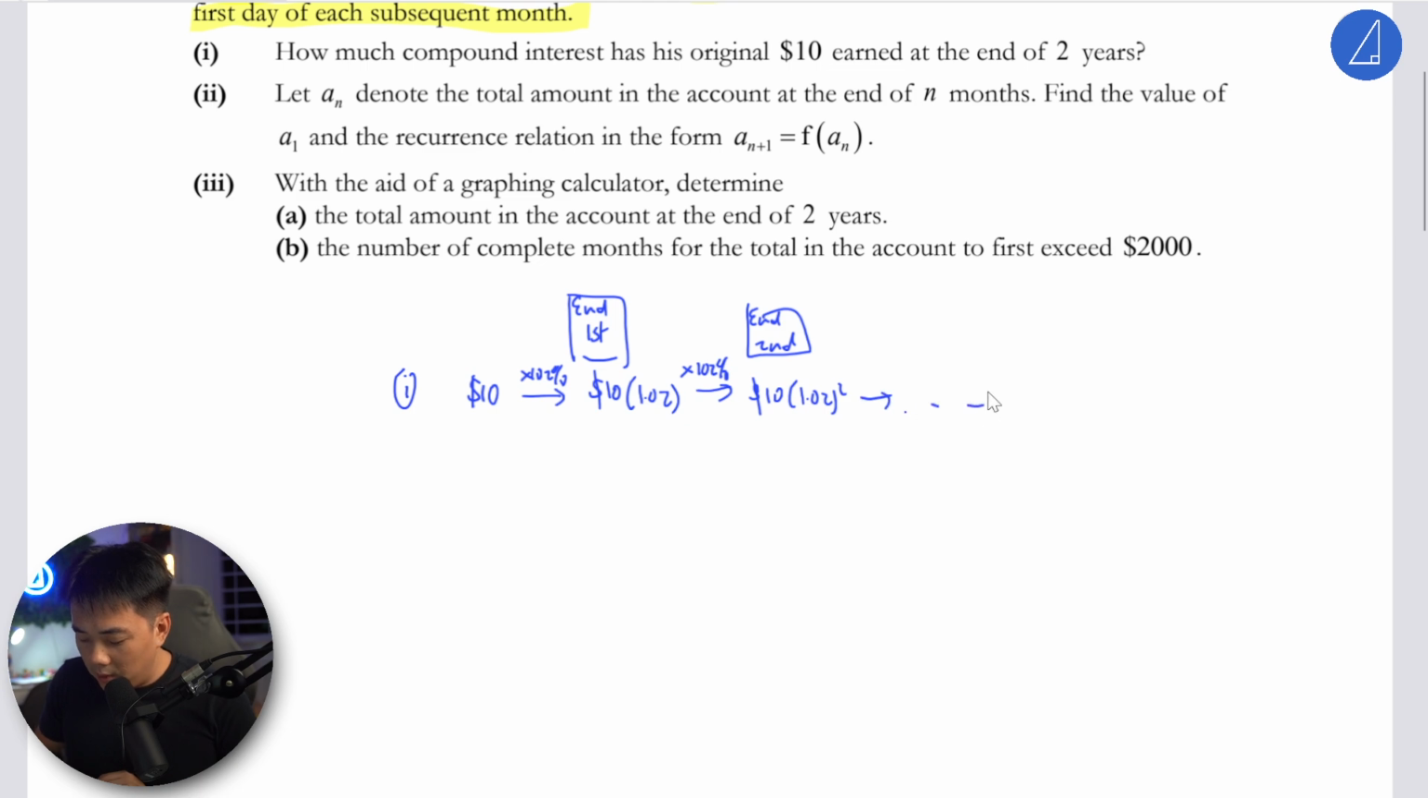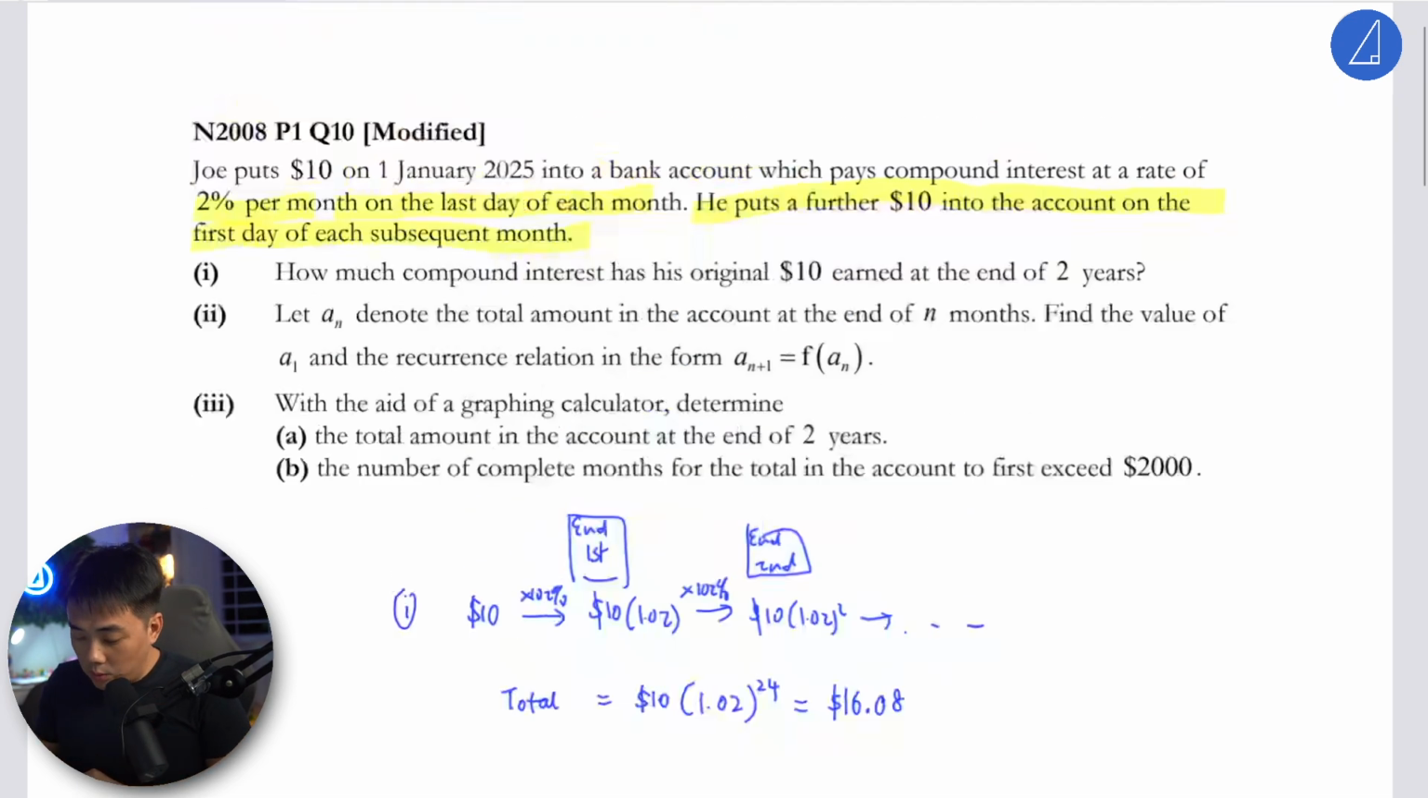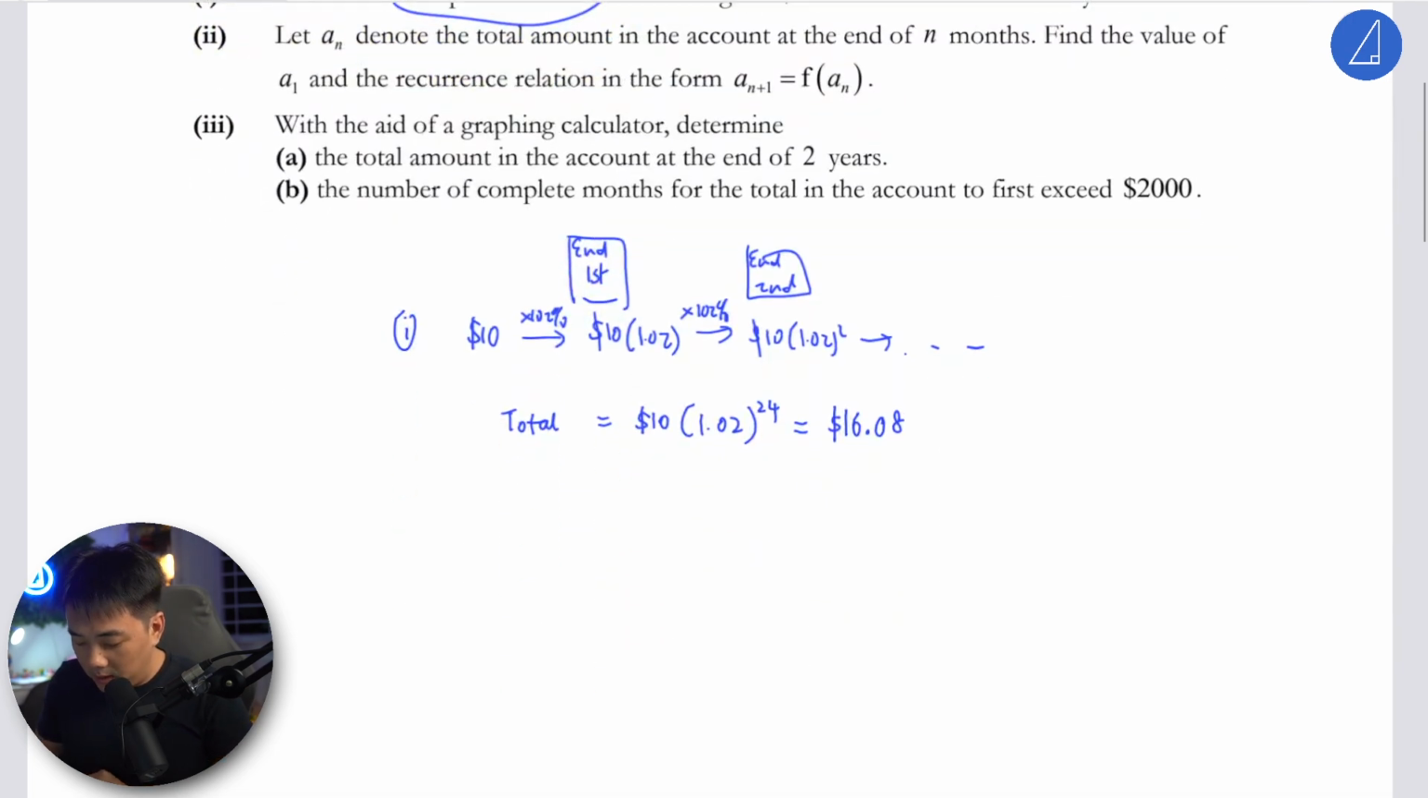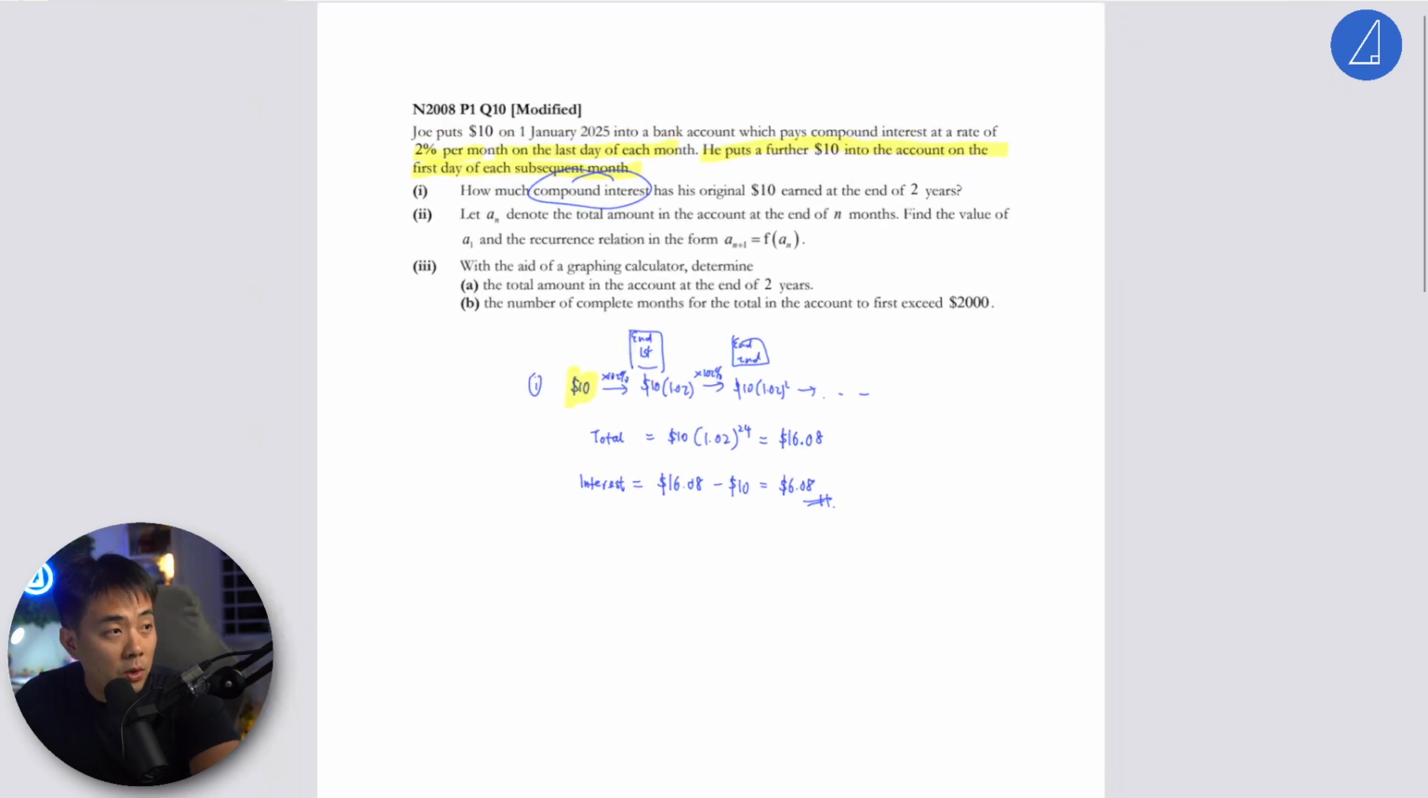So essentially, over 2 years, the total amount will be $10 multiplied by 1.02 to the power of 24, because you have 24 months in 2 years. Then you key into the calculator and you get $16.08. Now you need the compound interest earned. The interest will just be this minus off the principal. The principal is just the original $10, so it's $16.08 minus $10. All right, great.